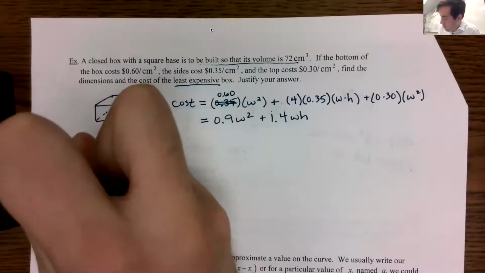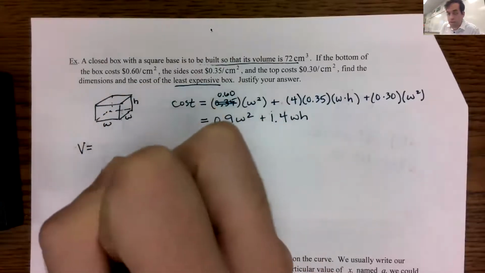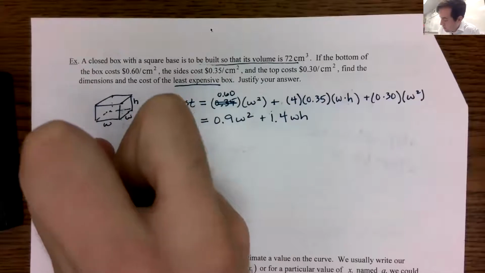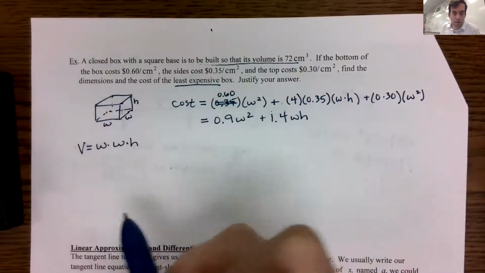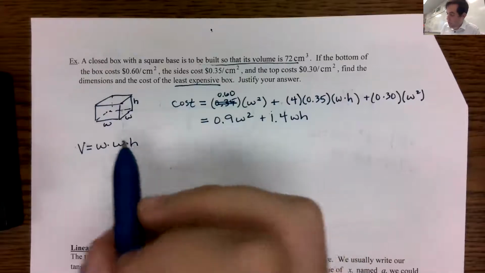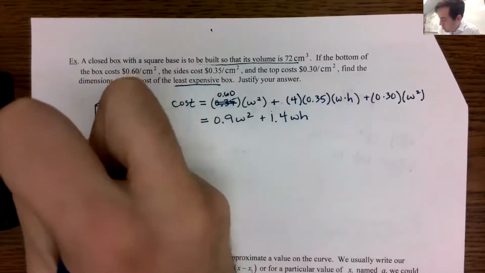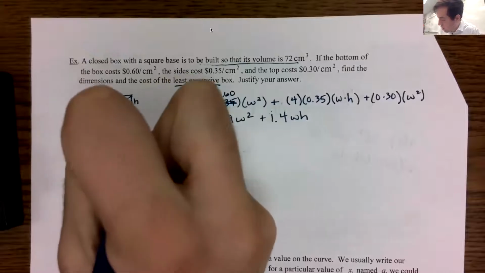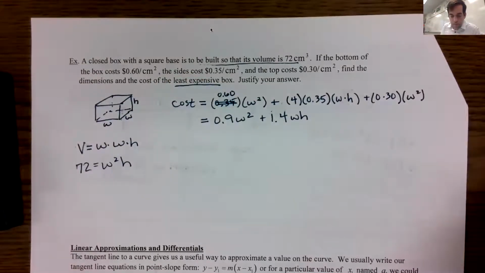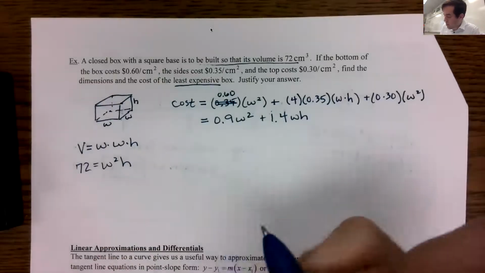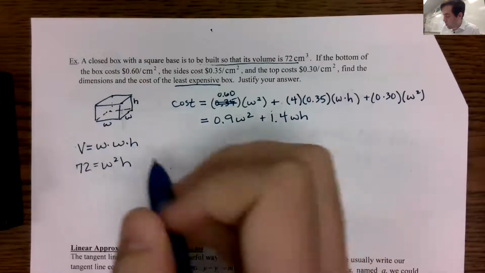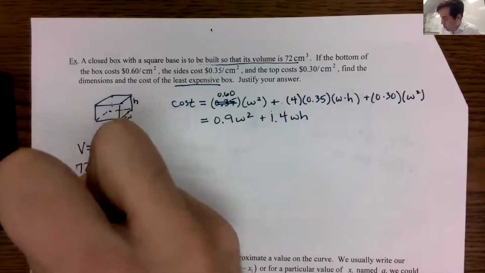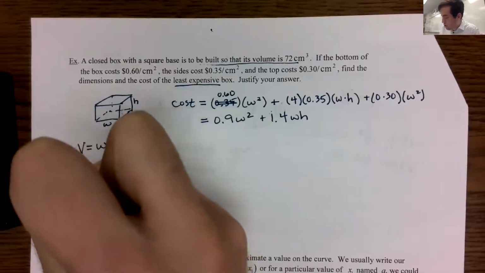So over here, I'm going to write that out. The volume of this box is going to be the length times the width times the height. And the length and the width are the same. So I'm doing W squared times H. And we know the volume is 72. So it's going to be 72 equals W squared H. Okay. So what I'm going to do here is solve this for H, because that's going to give us the simplest answer. If I solve for W, I'm going to have to square root. So I'm going to do 72 over W squared equals H.